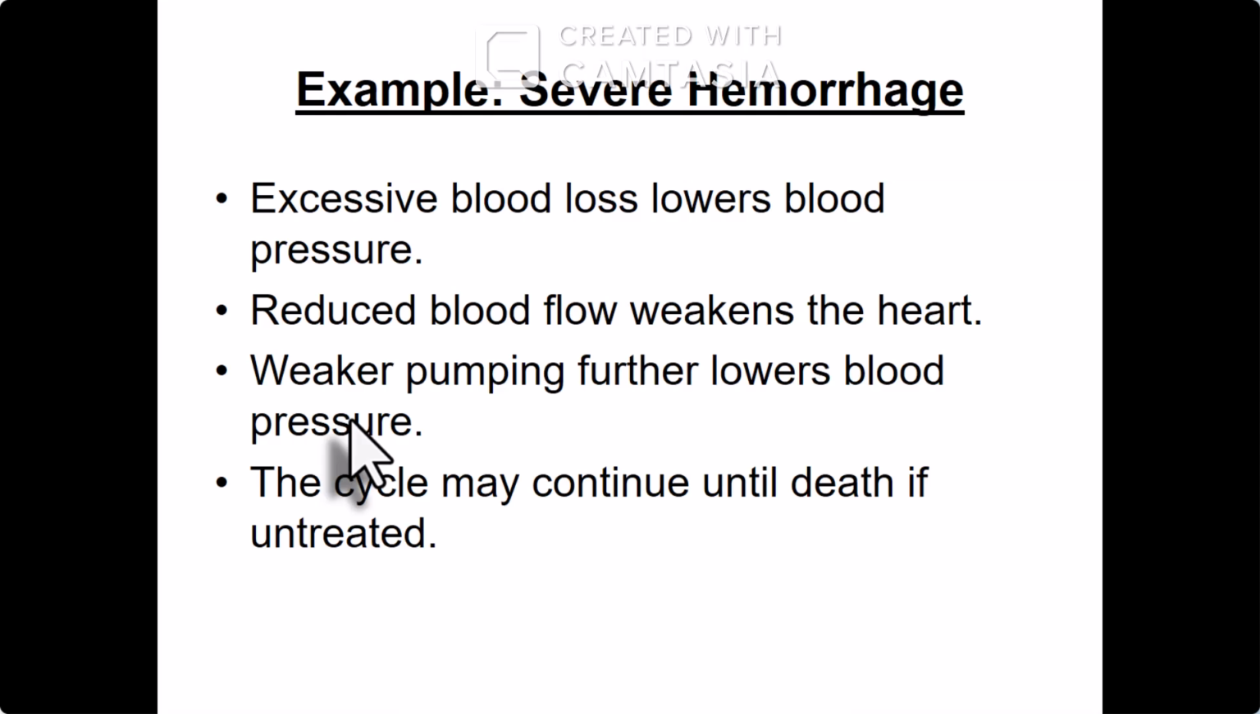In severe hemorrhage, excessive blood loss causes blood pressure to fall. Reduced blood pressure decreases blood flow to the heart. As the heart receives less oxygen and nutrients, it pumps less efficiently. Weaker pumping further lowers blood pressure. This continues to reduce blood flow even more. If the cycle is not interrupted through medical treatment, it may eventually lead to death. This is an example of harmful positive feedback.